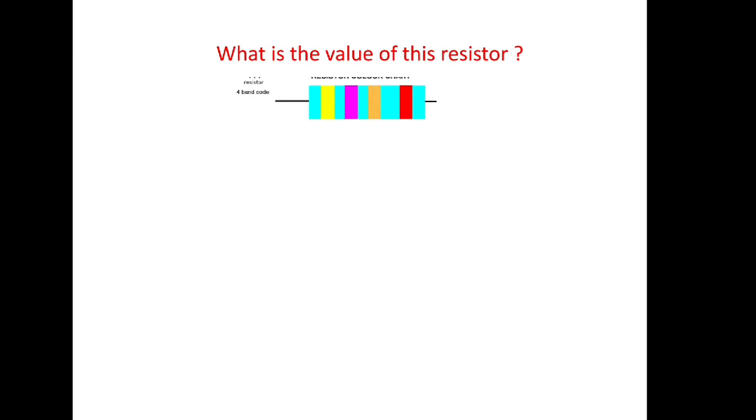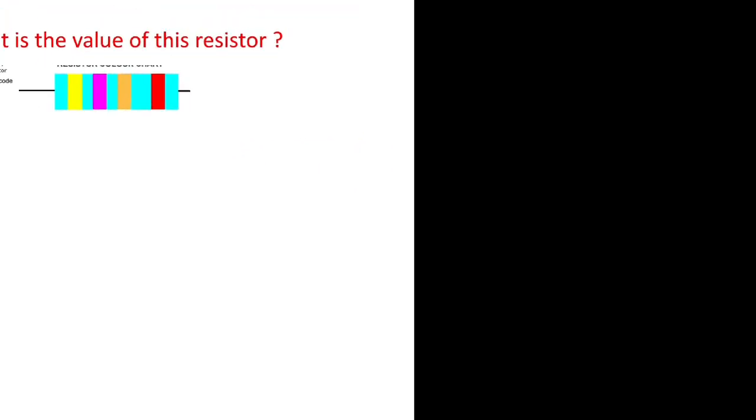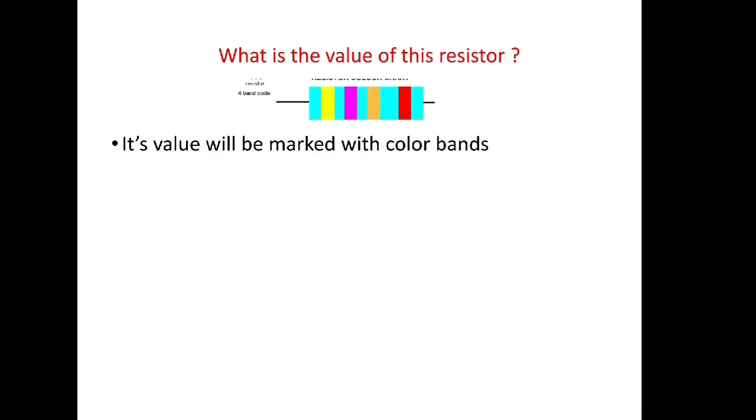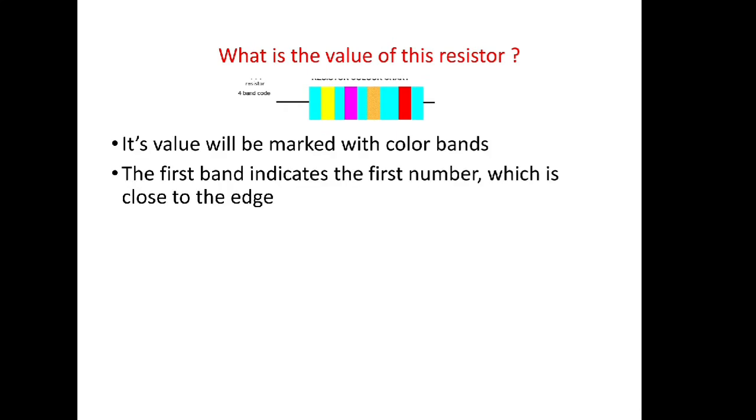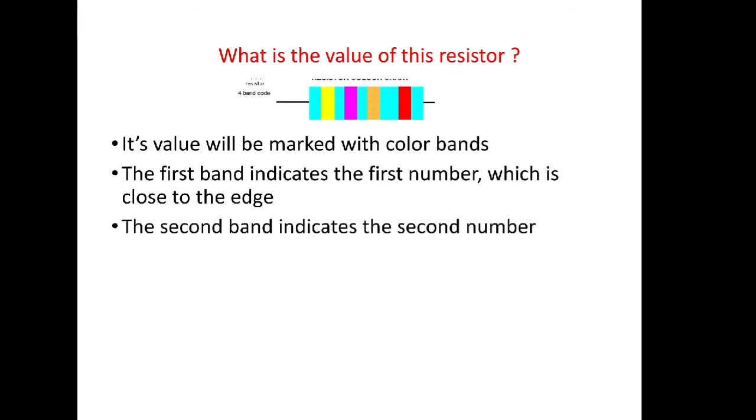Let us see what the value of this resistor is. The value of this resistance can be found by using the color bands. Here you are viewing the resistor with the different color bands. One common band is sky blue in color, and the other bands are yellow as the first band, pink as the second, orange as the third band, and red as the fourth band. So I am now defining the case of the 4 band resistor.